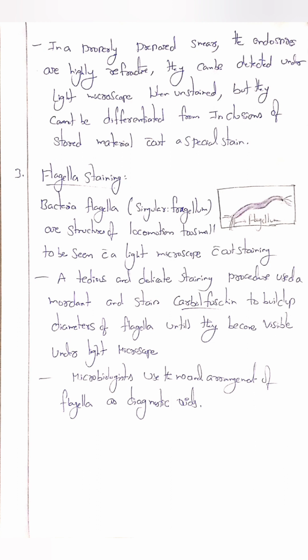Next staining is flagella staining. Bacterial flagella, in singular form flagellum, are structures of locomotion, too small to be seen with a light microscope without staining. A tedious and delicate staining procedure uses a mordant and a stain, carbolfuchsin, to build up the diameter of the flagella until they become visible under a light microscope. Microbiologists use the number and the arrangement of flagella as diagnostic aids.